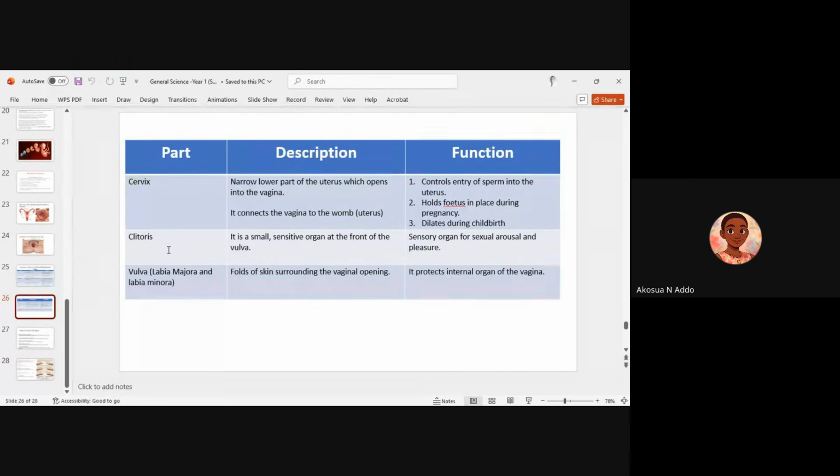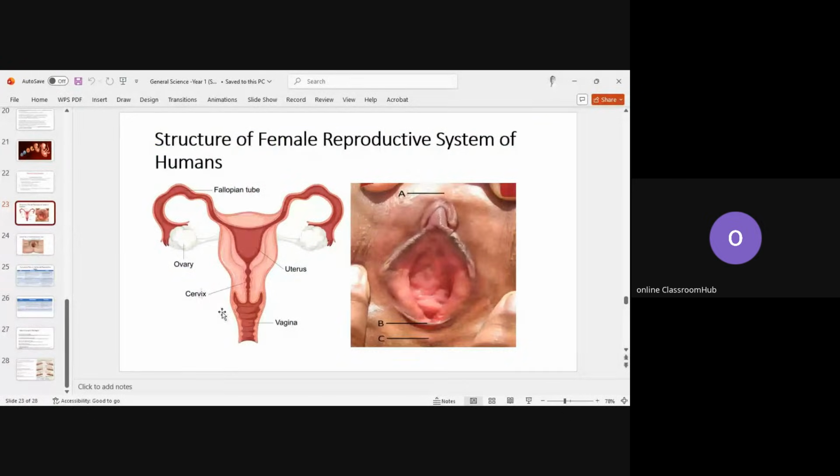Okay. All right. Then we have the cervix. The cervix connects the womb and the vagina. So the cervix is here. It connects the vagina and the womb. So it's like it's in the middle. Yes. Okay, Afari.